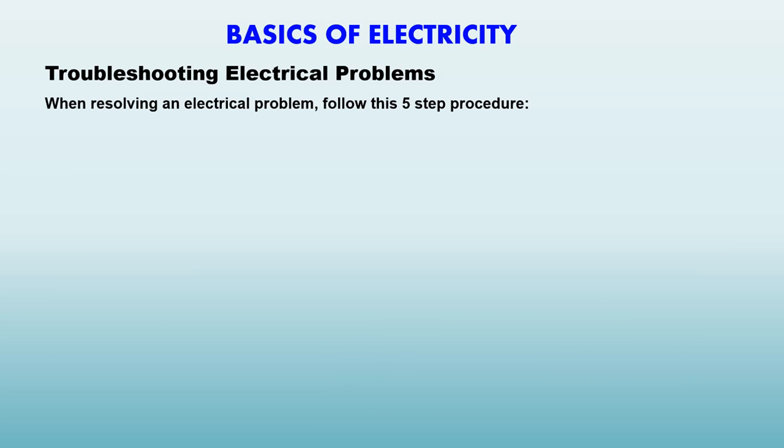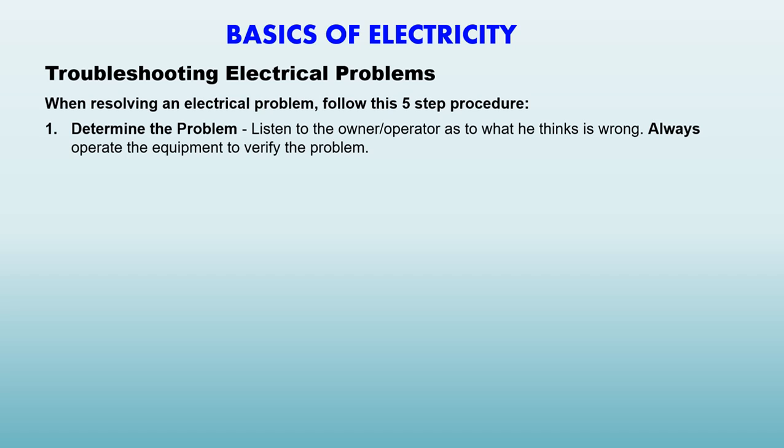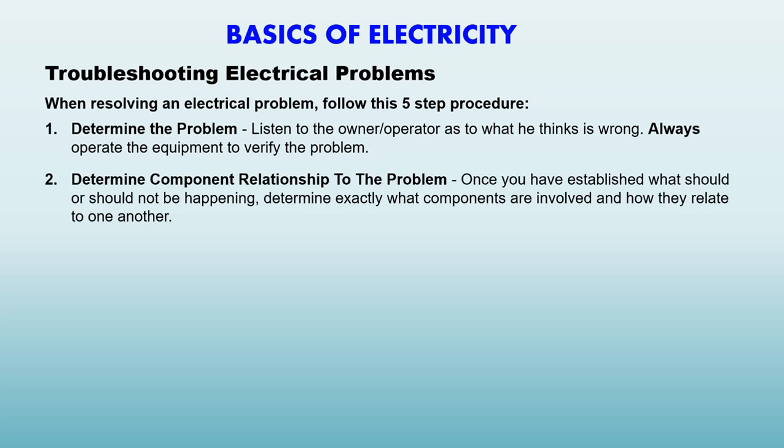Now that we've covered basic electricity terms and a simple understanding of what electricity is, here's a simple approach to troubleshooting electrical problems. When resolving an electrical problem, follow these 5 simple steps. Determine the problem. First, listen to the owner or operator as to what he thinks is wrong. Always operate your equipment to verify the problem. Determine component relationship to the problem.